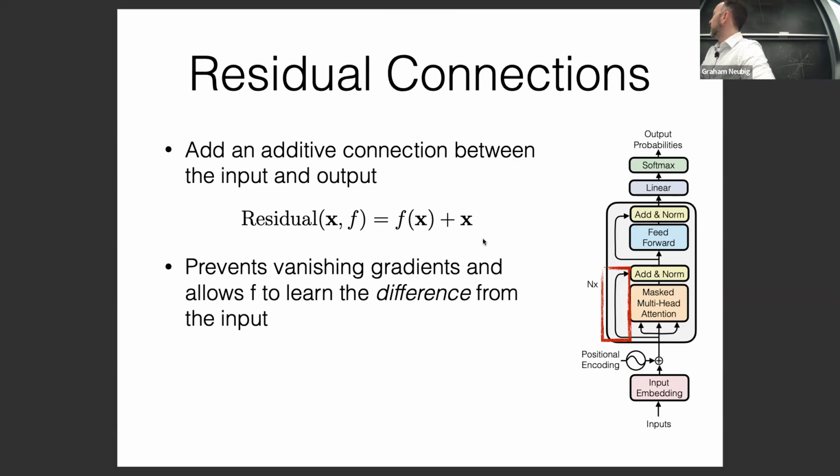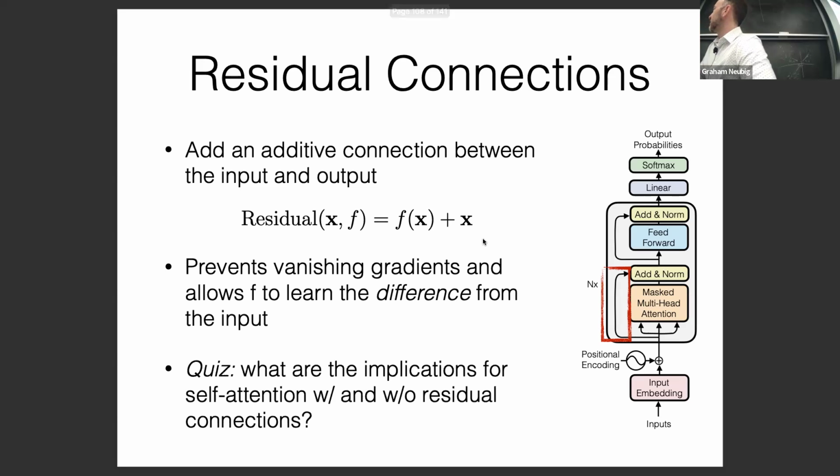This prevents vanishing gradients, and it allows you to learn the difference from the input. So instead of learning how the input should be mapped into the output, you learn what difference should I apply to the outputs. So here's an interesting quiz. There's a very big implication for attention, for multi-head attention. Can anybody think of what the big implication is for multi-head attention here?